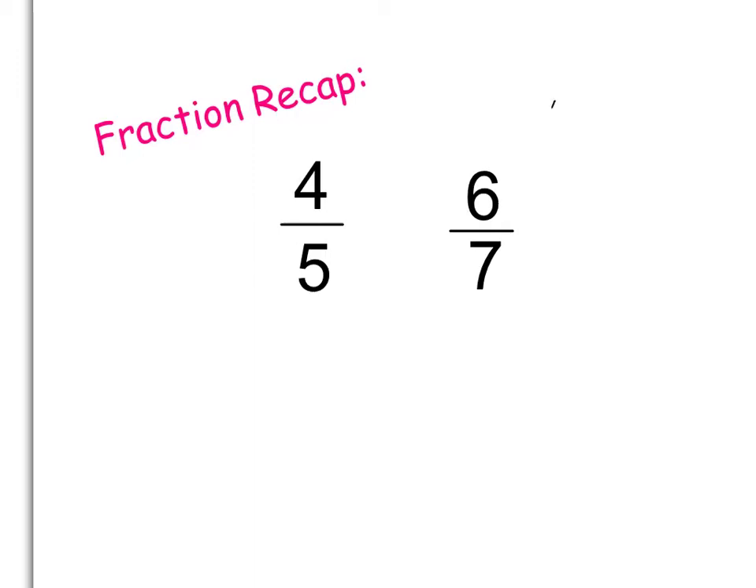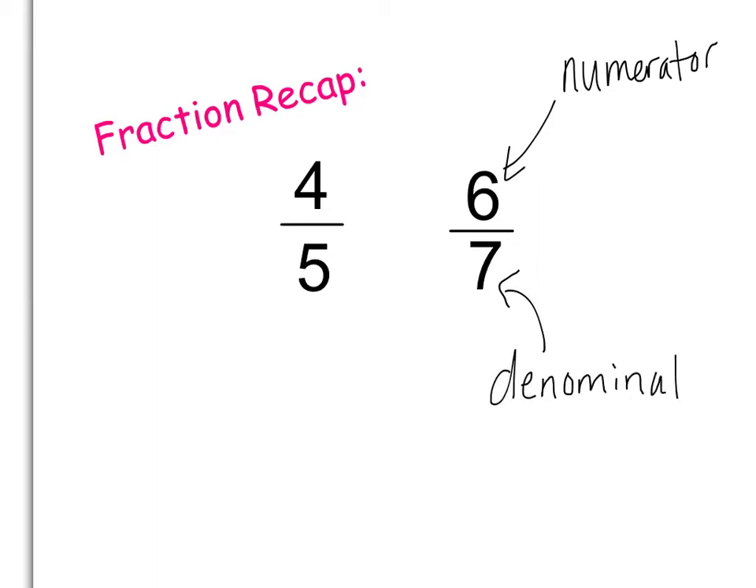The top of your fraction, remember, is called your numerator. And the bottom of your fraction, remember, is called your denominator. And remember that the numerator, the top number, tells us how much we have, and the bottom number tells us how many pieces our thing is cut into.